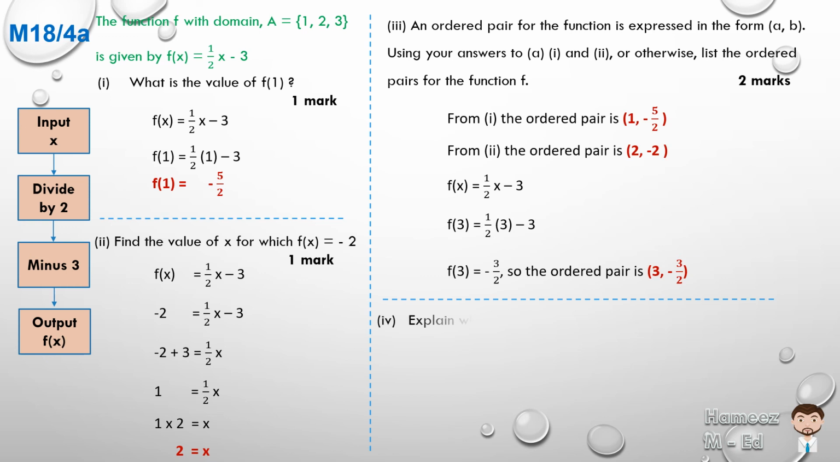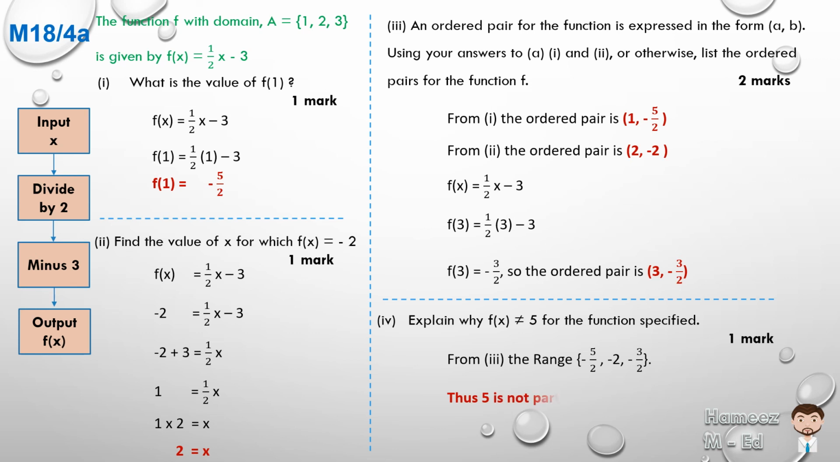And for the last part of the question, part 4, explain why f of x is not equal to 5 for the function specified. For this particular function, let's recall that the domain is 1, 2, and 3 only. And in part 3, we got the y values, which were minus 5 on 2, minus 2, and minus 3 on 2. Therefore, 5 is not part of the y values, not part of the range.